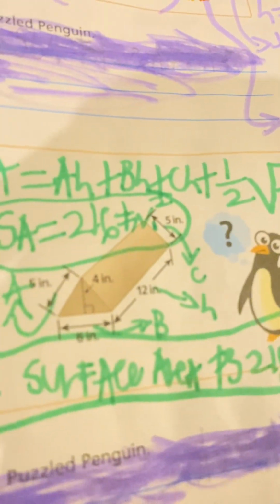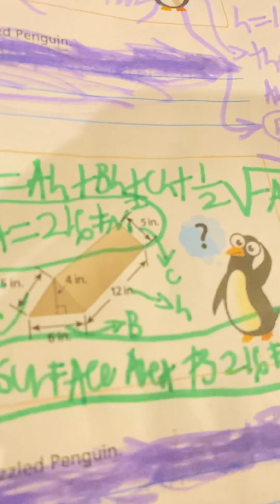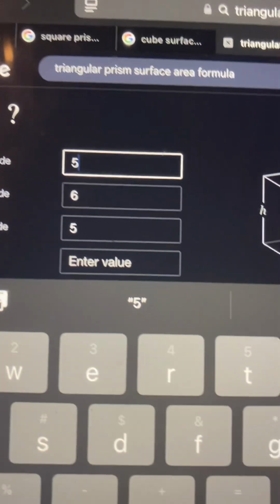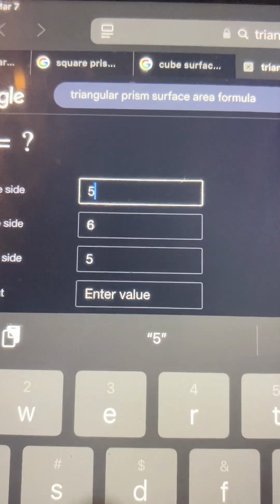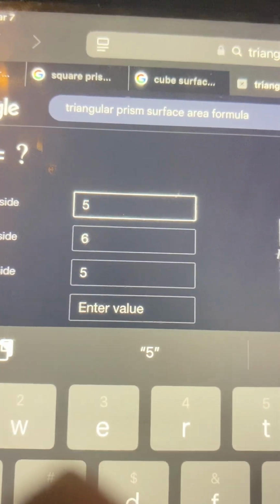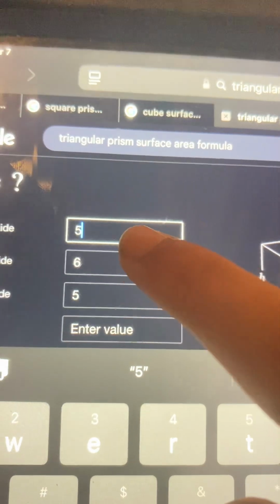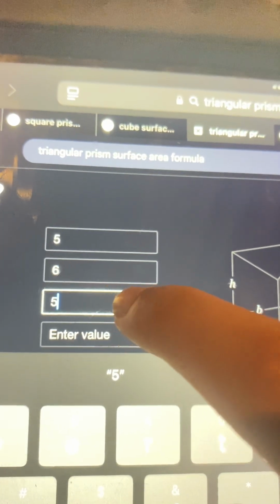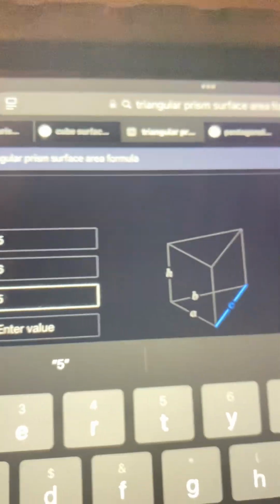And plus, this is congruent to this. So guess what? Sides A and C are completely equal. Side C is also 5. So let's put 5. Let's double check to see if we got the correct numbers in, because sometimes we need it to be exactly precise. 5 for side A, 6 for side B, and 5 for side C. Yep, we're all good. But what about the height?